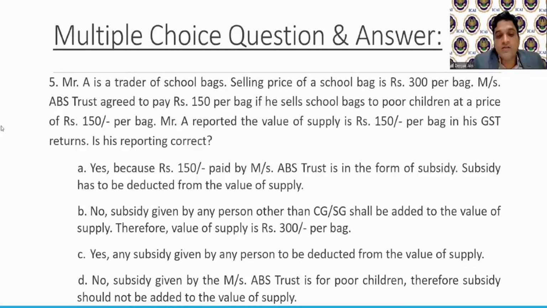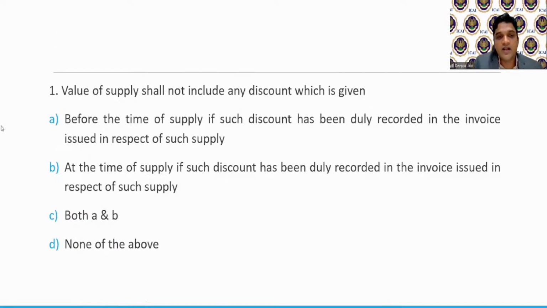No, the subsidy is for poor children. Therefore, subsidy should not be added. No, that should not be the reason. Even if it is given for poor children or not, law is a law. So we have to follow the provisions of the law. So the correct answer is B. Good. Everybody has given the right answer.